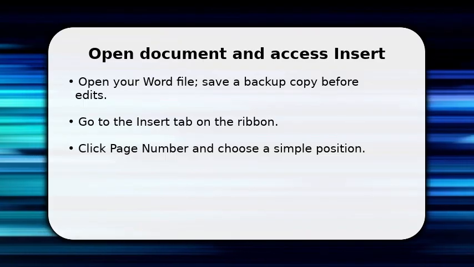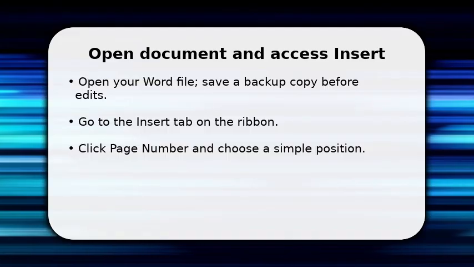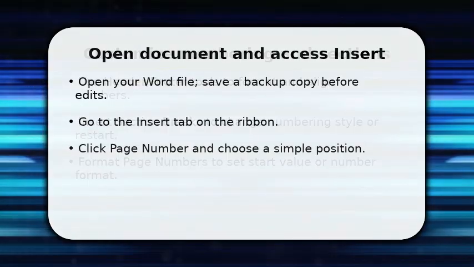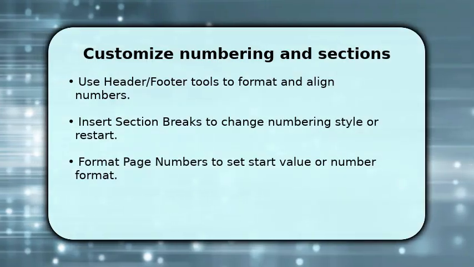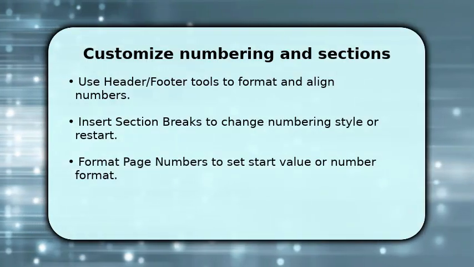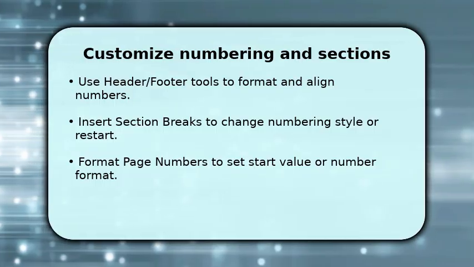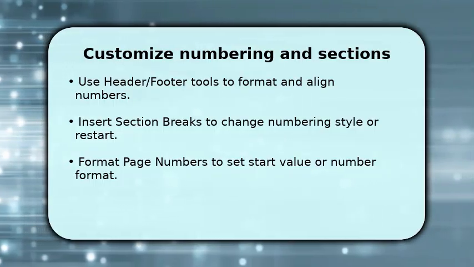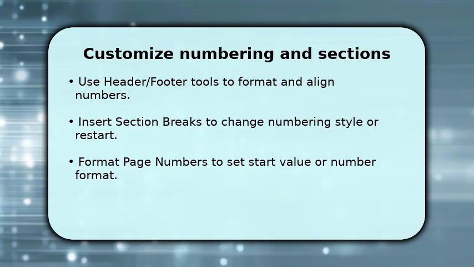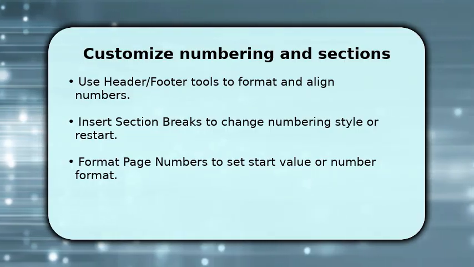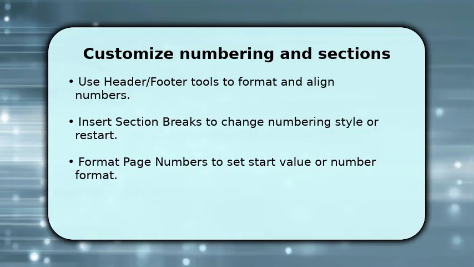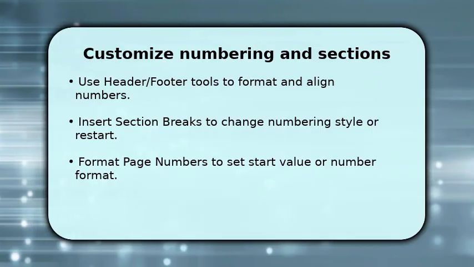This step places a basic numeric field across pages so you can confirm spacing and style before adjusting headers, footers, or sections further. Once numbers appear, double-click the header or footer to open editing and use alignment tools for position and font choices. If you need different numbering or to skip a title page, insert a section break, next page, between sections. This isolates numbering behavior.